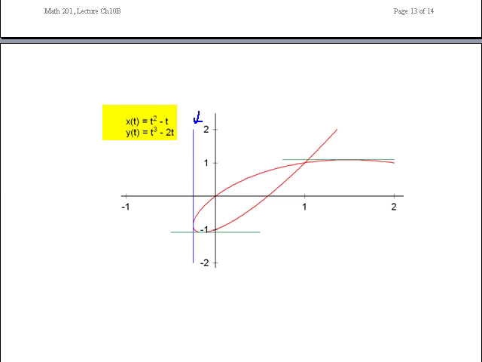The curve was horizontal at two points, when x was about 1.48 and y was a little over 1. That's this point right here. There was another point where the slope was horizontal, and that's about x of negative 0.15 and y of minus 1 point something.